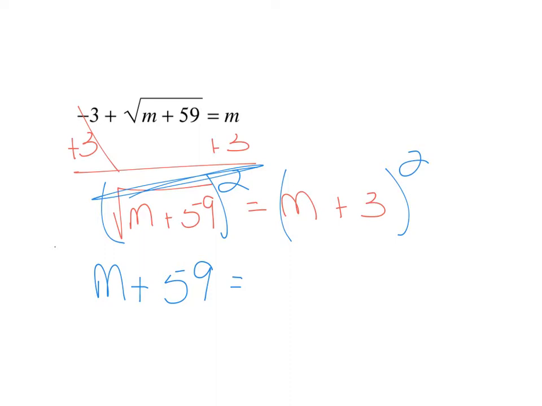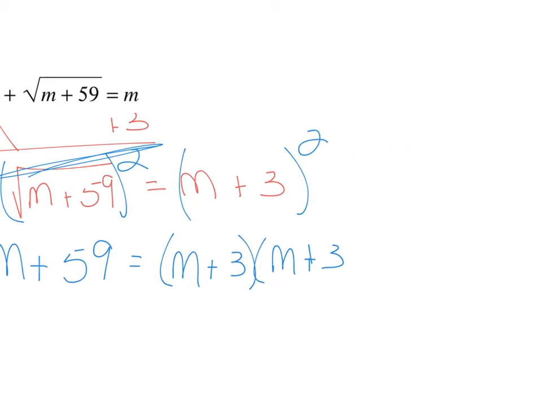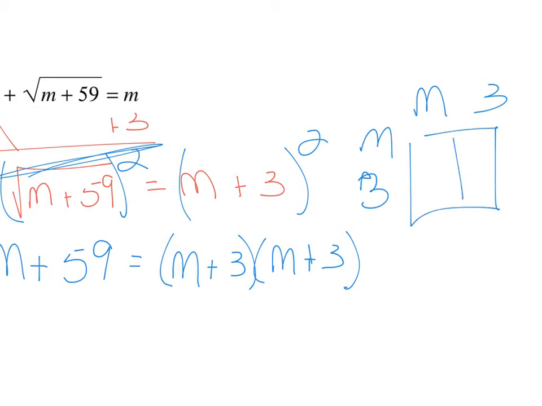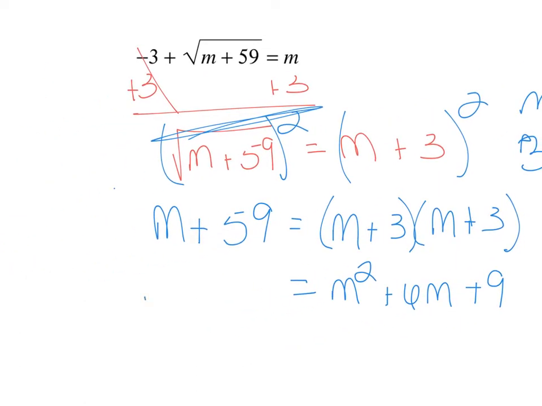You have a squared binomial. Because we have a binomial that is squared, you have to write it twice and multiply it out using the box method or FOIL. Obviously, some of you prefer FOIL, but I will do the box method over here. So I get m squared, 3m, 3m, 9. That makes my side here become m squared plus 6m plus 9. And that's equal to m plus 59.